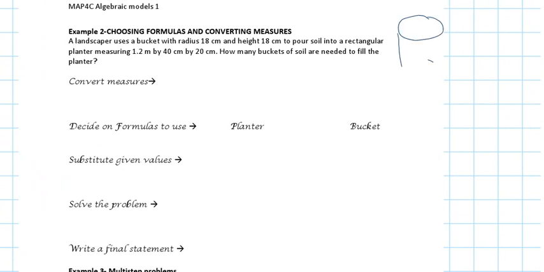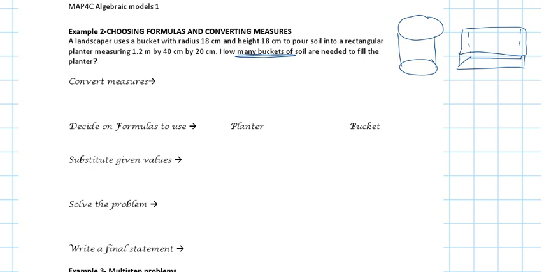And then we have a rectangular planter. We're using this cylinder to fill the soil, and then we're dumping it into the rectangular shape. Now the question is, how many buckets of soil are needed to fill the planter? So I want to know how many buckets I need. What am I looking at here? Volume, right? I want to know the volume of the bucket and the volume of the planter, and then find how many I need to fill the planter, correct?